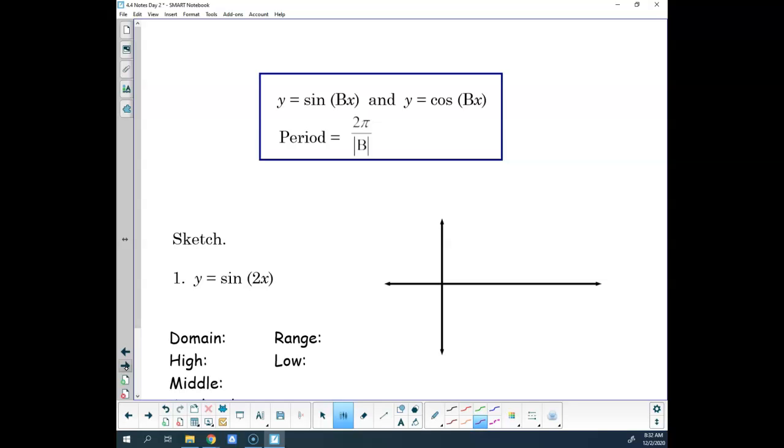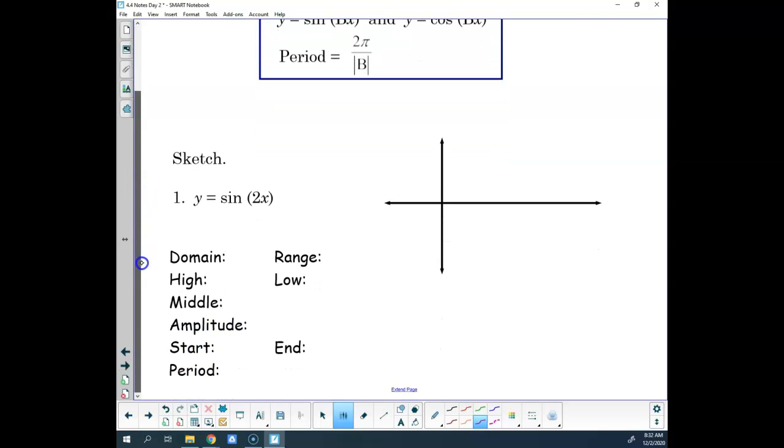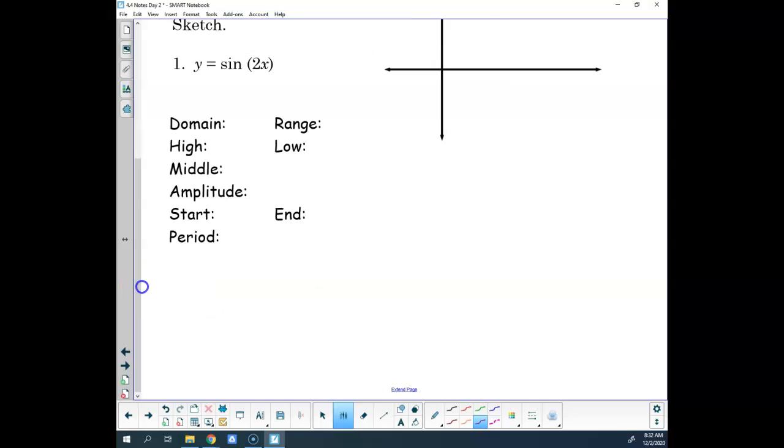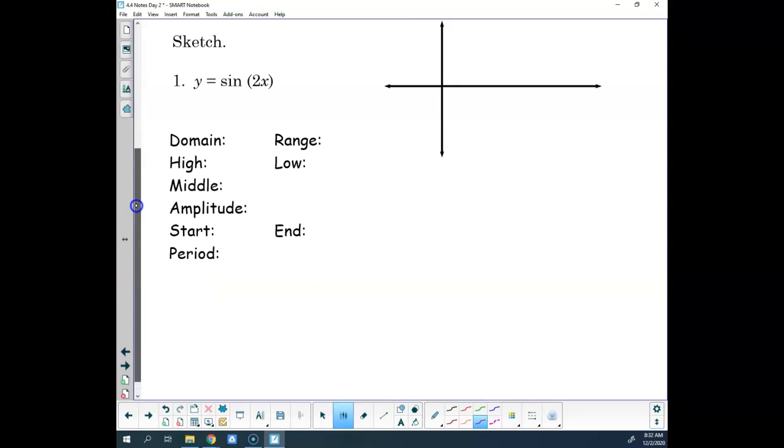Okay, so let's do one here. Let's do the sine of 2x. We want to sketch it.